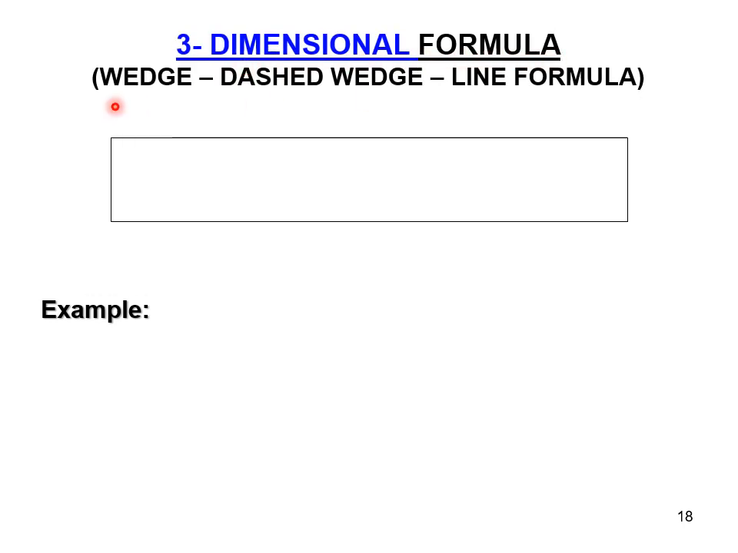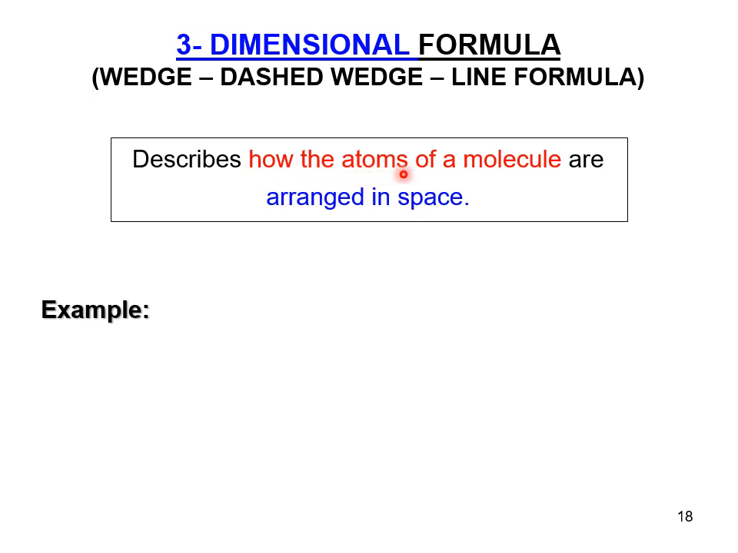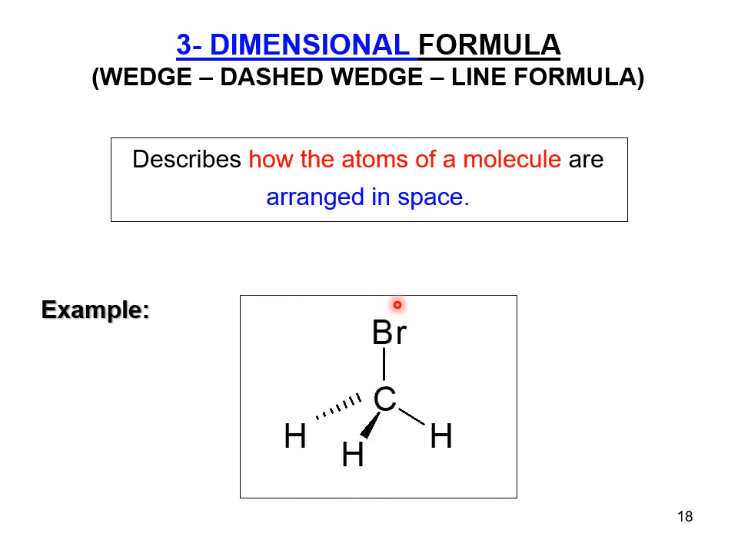three-dimensional formula. Wedge, dash, wedge, line formula. What's that? It describes how the atoms of a molecule are arranged in space. Let's check one example. If you look here, this is the dash wedge, point out. And here is the wedge, point in. And then these two are line formula. So when you draw like this, this is called a three-dimensional formula.